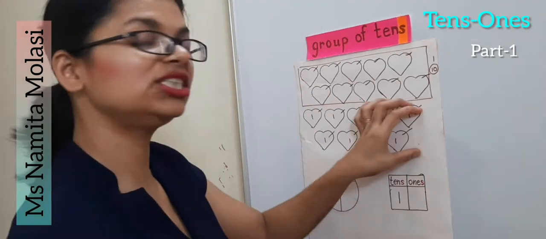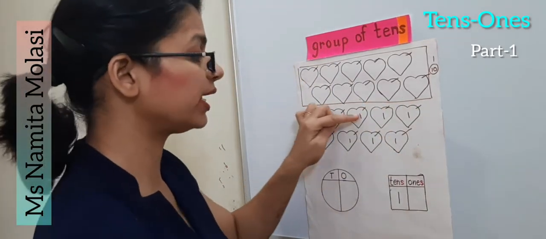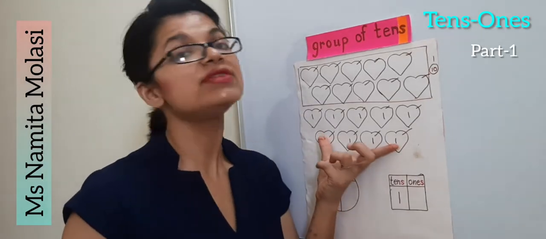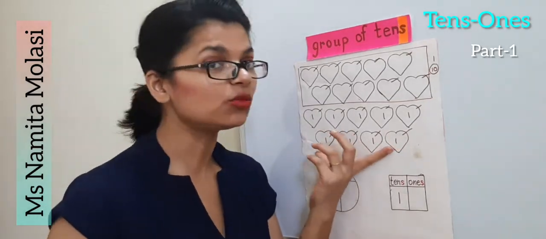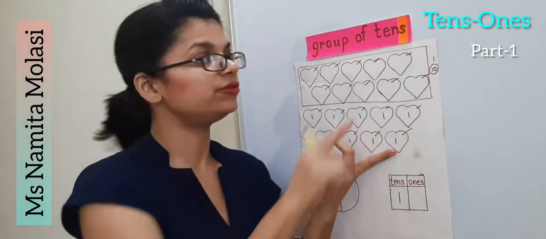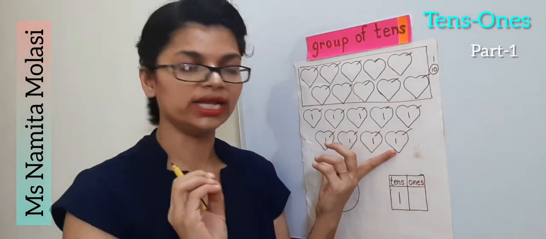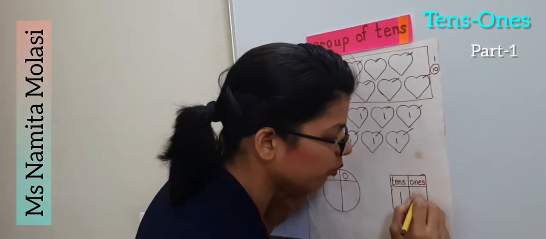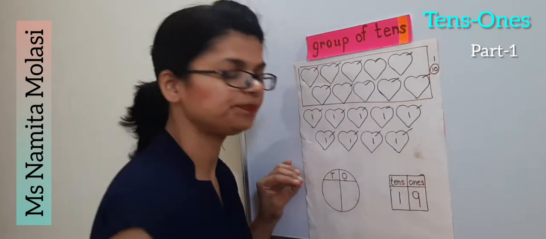And how many 1s do we have? We have 1, 2, 3, 4, 5, 6, 7, 8, 9. We have 9 1s. These are 1s, remember, because we cannot put them in the group of 10, so they all are 1s. So we'll write them here, 9 1s in the column of 1s, these are 9.